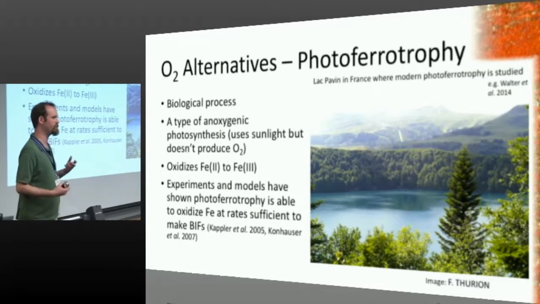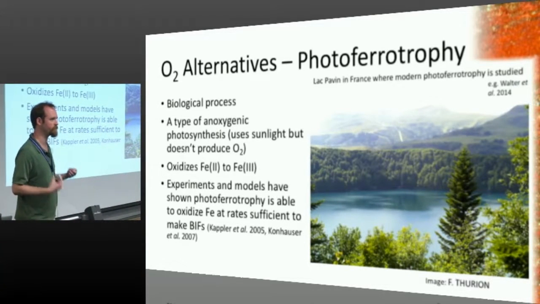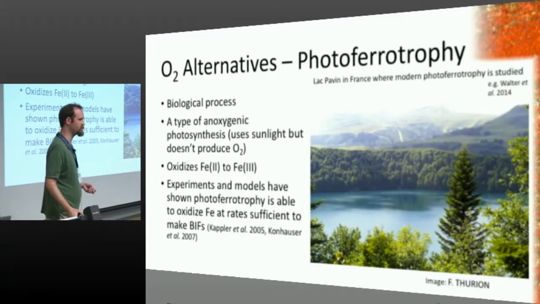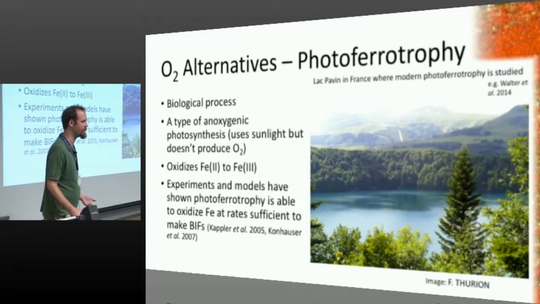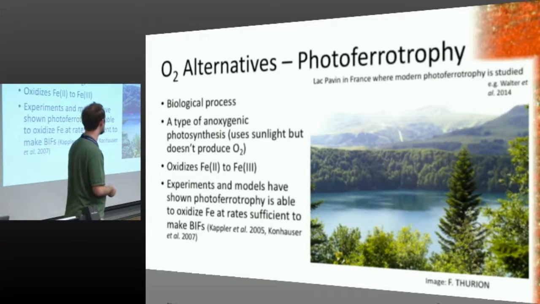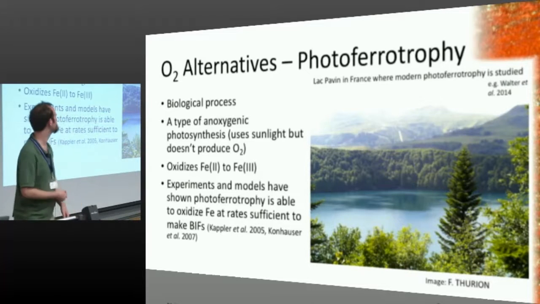There's photoferrotrophy, which is a biological process. It's a type of anoxygenic photosynthesis that directly oxidizes iron. And experiments and modeling have shown that you could generate enough oxidized iron to make BIFs with this. And that is a beautiful lake where photoferrotrophy is studied.